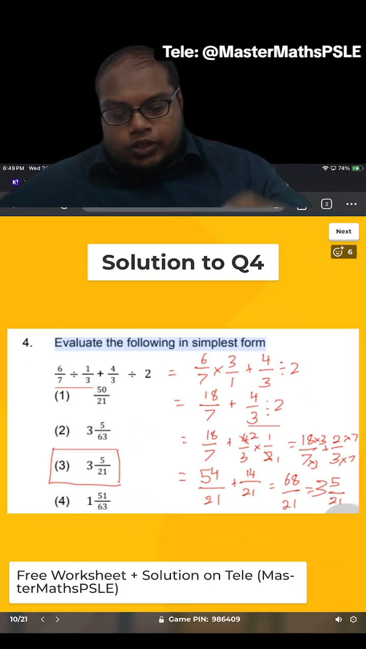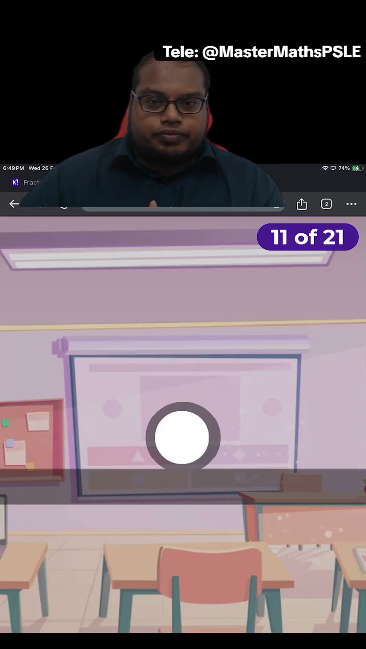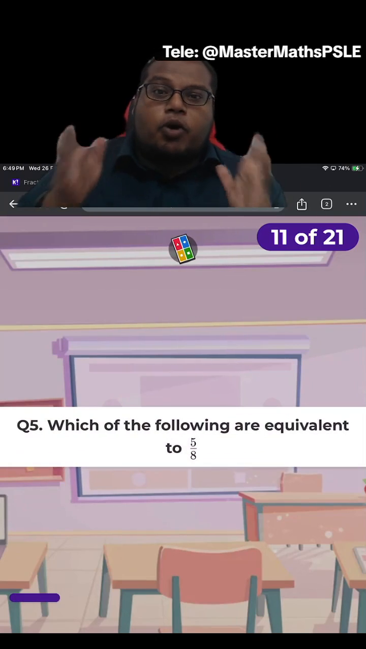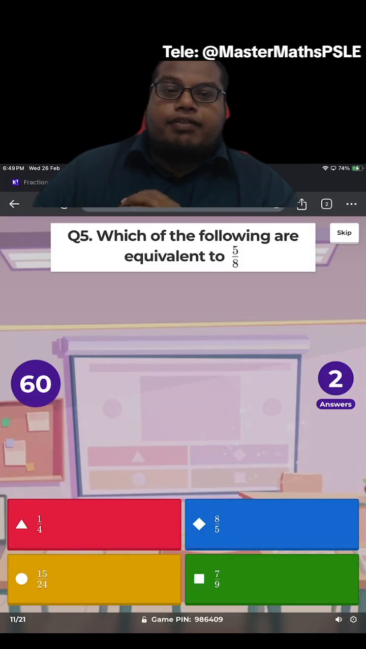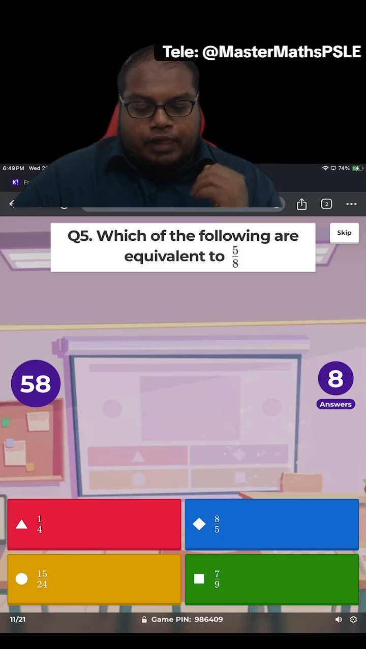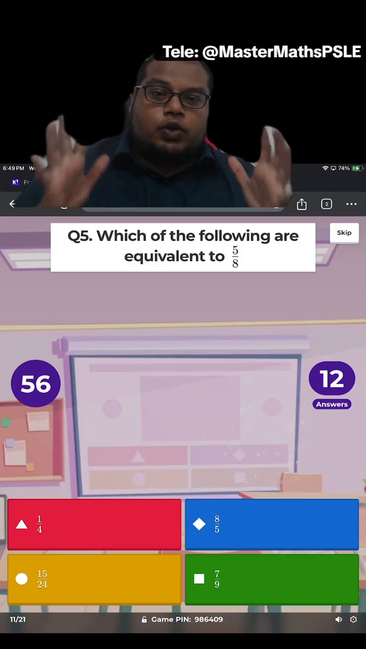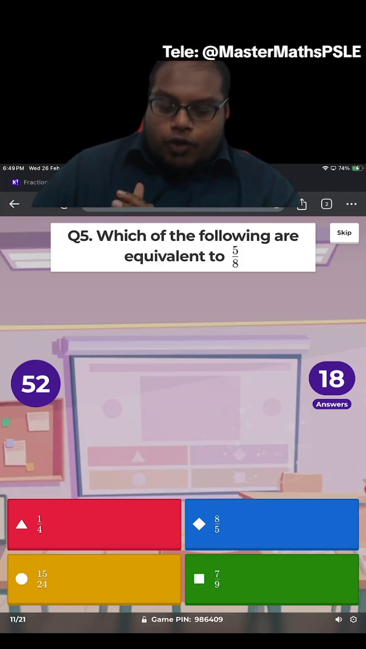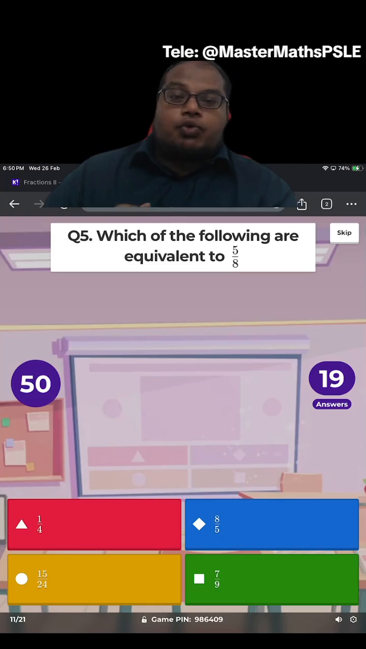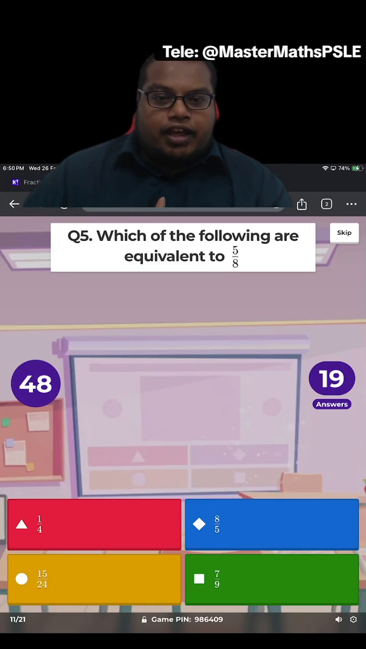Okay, now let's go to the next question. Another double point question. Which of the following are equivalent to 5/8? A simple equivalent fraction question. Which of the following is equivalent to 5/8? Which one?